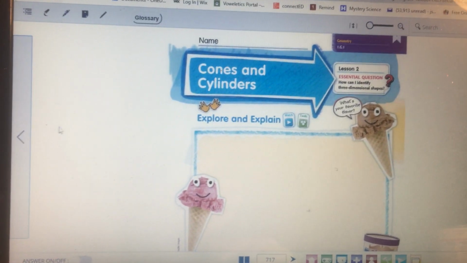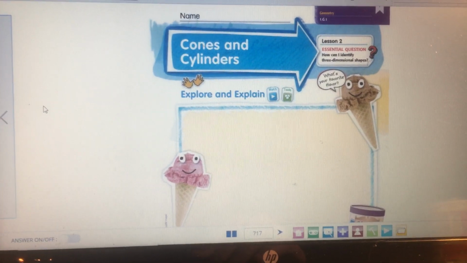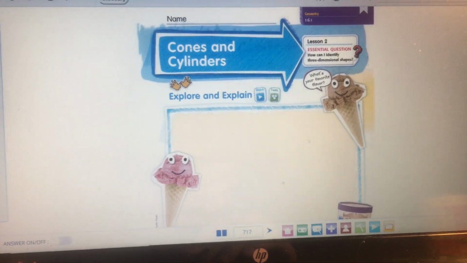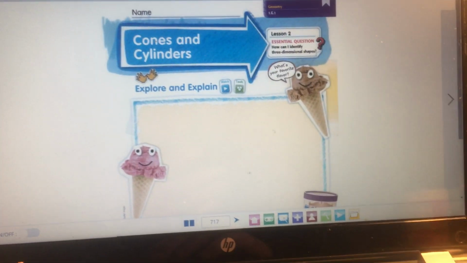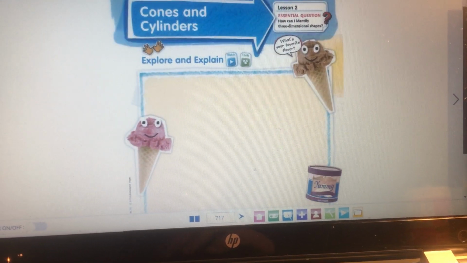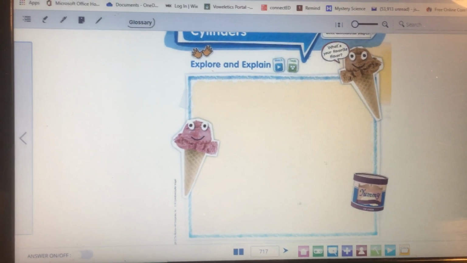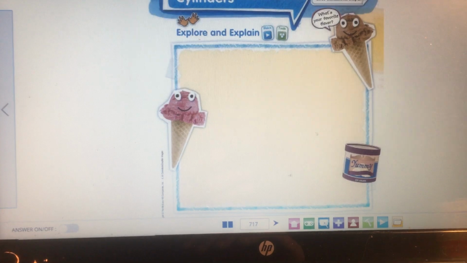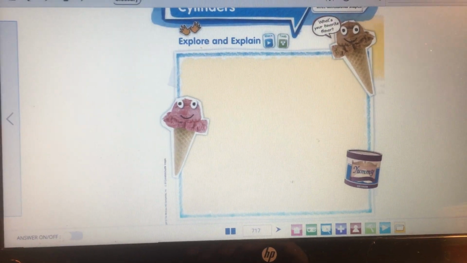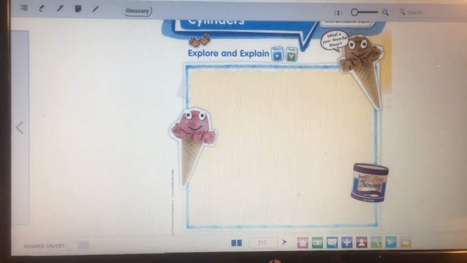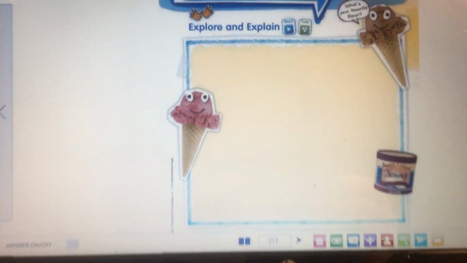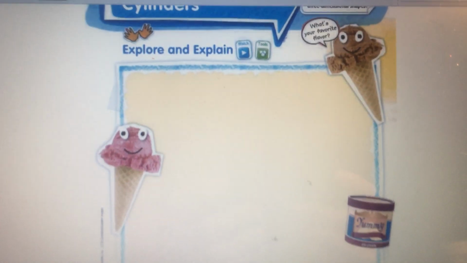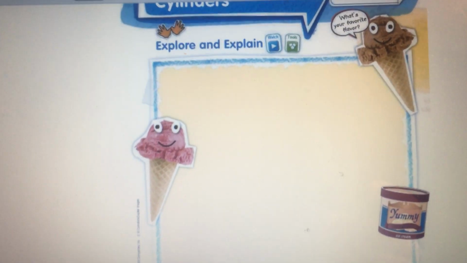So, cones and cylinders. Cones and cylinders are 3D solid shapes, three-dimensional. Hopefully you got a chance to watch the short video that I also included in the lesson about cones and cylinders. But on page 717, they show you a real life picture of some cones and cylinders.